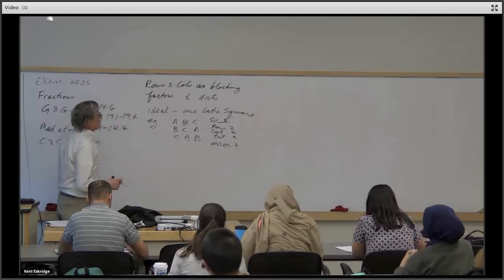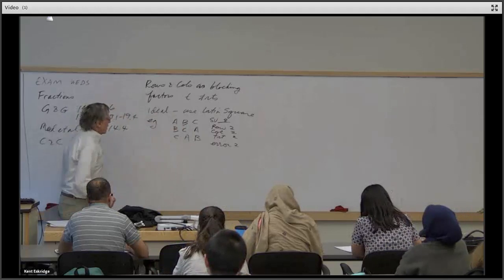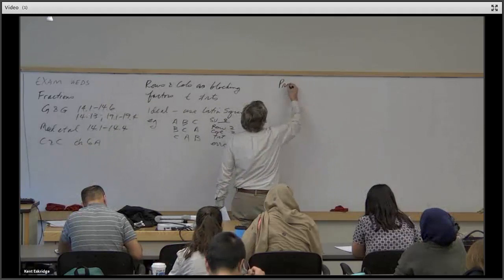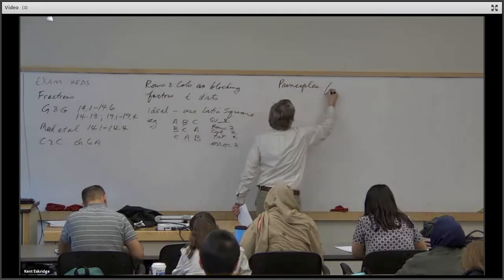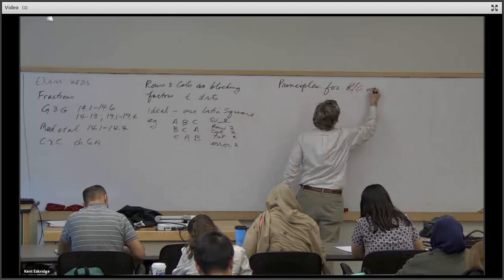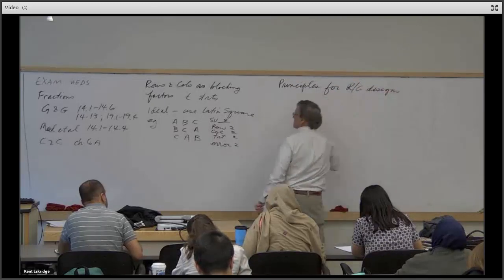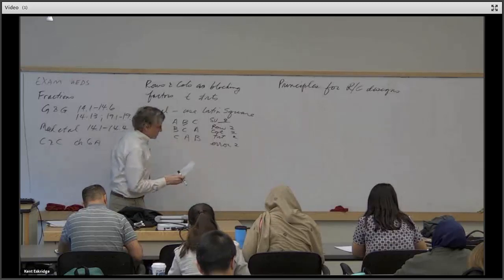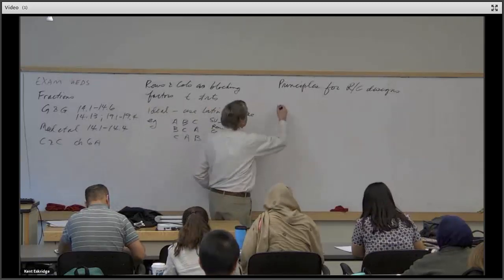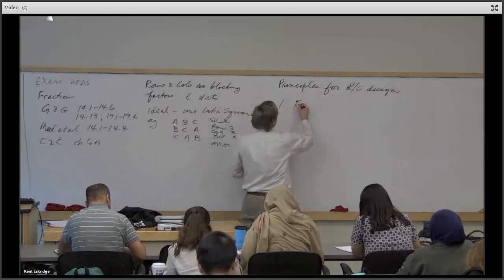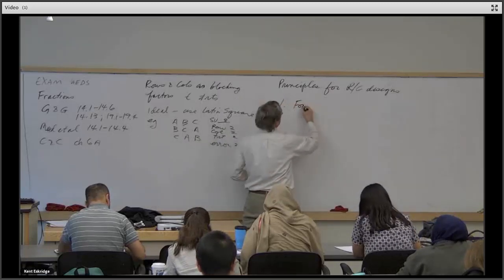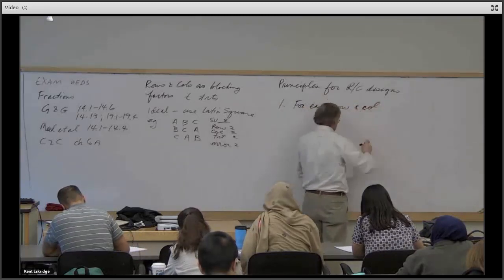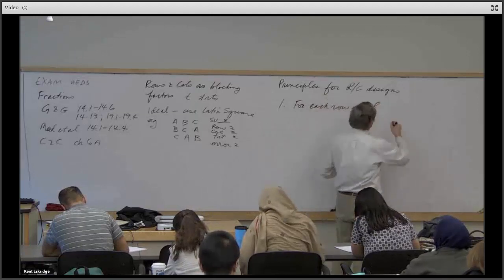But what to do if we don't have the ideal? Well, we've got some defining principles for row column designs. Because the ideal is to do this. Okay, so what to do? Well, first of all, principle 1: ideally, if you can do this, for each row and column, have each treatment an equal number of times.